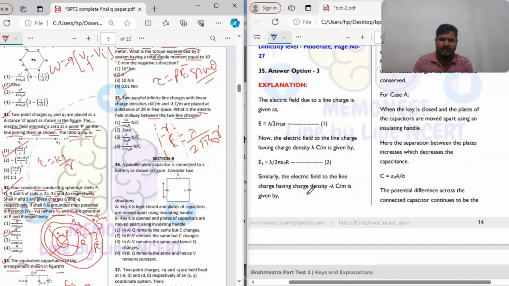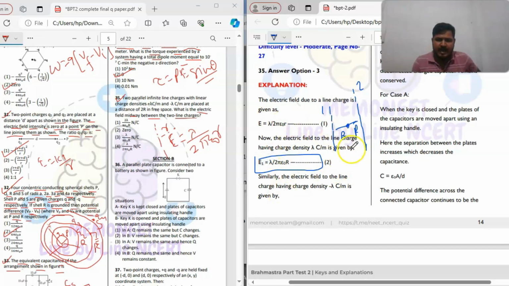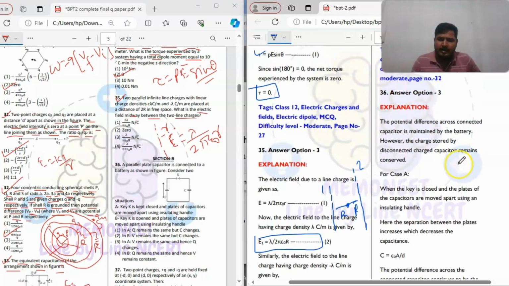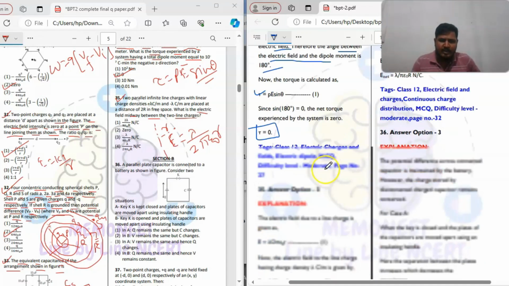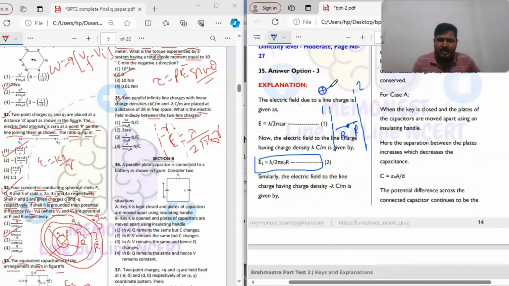So what is the condition given here? These are the two line charges given here. This is one, and this is the distance r, this is distance r, right? The distance between them is 2r. Now we have to find the electric field at this point. So for the first one, the electric field is lambda by 2 pi epsilon naught r. And for the second one, E2 is equal to lambda by 2 pi epsilon naught r. One thing we have to observe is that this is a positive charge and this is a negative charge.